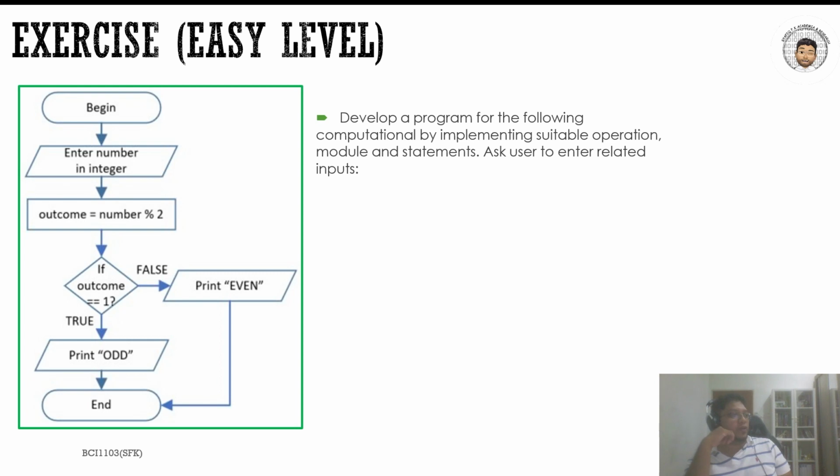Develop a program for the following computation by implementing suitable operation and statements, and ask the user to enter related input. Start with begin, enter number in integer, outcome is equal to number modulus 2. We have a symbol for modulus. And then if outcome is equal to 1, equal means seriously equal, whether it is true or false. Remember last week I mentioned that equal determines either true or false. If outcome is equal to 1, false print even, and true print odd. So let's try and do it.